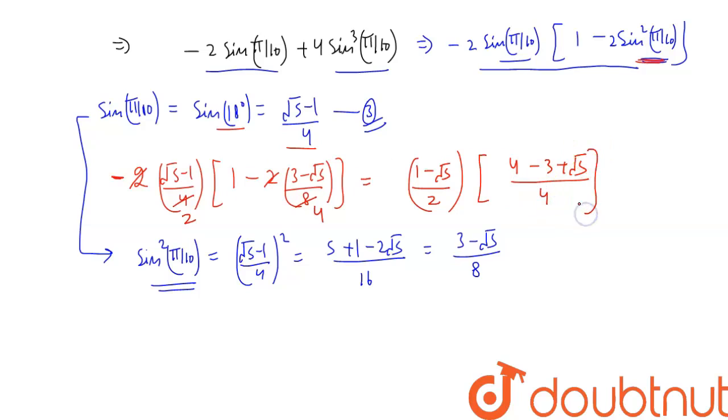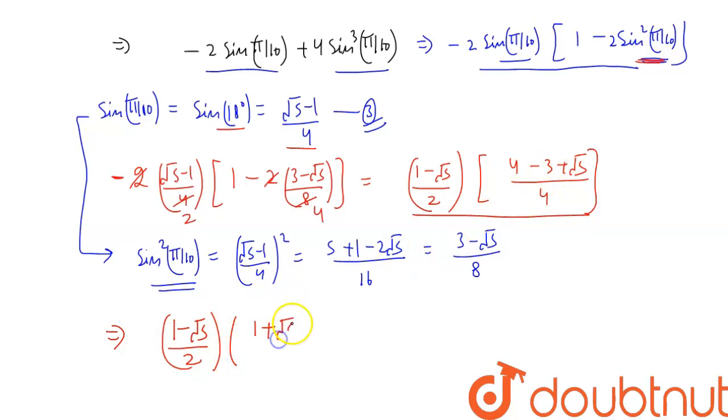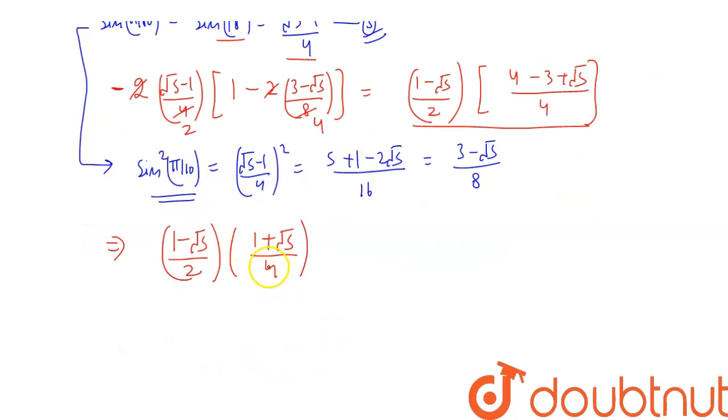So now if we solve this ahead, then we get this expression as (1 minus root 5) whole divided by 2 times, here we have 4 minus 3, that is 1, so here we have (1 plus root 5) whole divided by 4, like this. Now here in the numerator we have the (a minus b) into (a plus b) kind of identity, that is given by a square minus b square. So that is 1 square, that is 1, minus root 5 square, that is 5, whole divided by 4 times 8. So if we solve this, then we get minus 4 by 8, and that is equal to minus half.